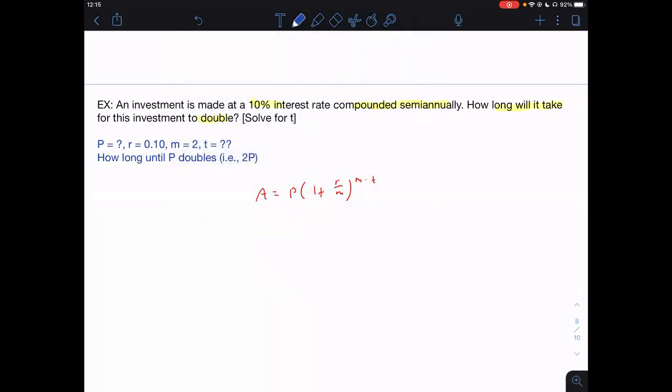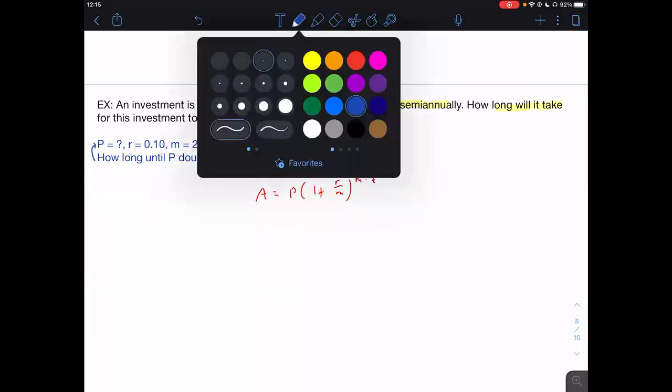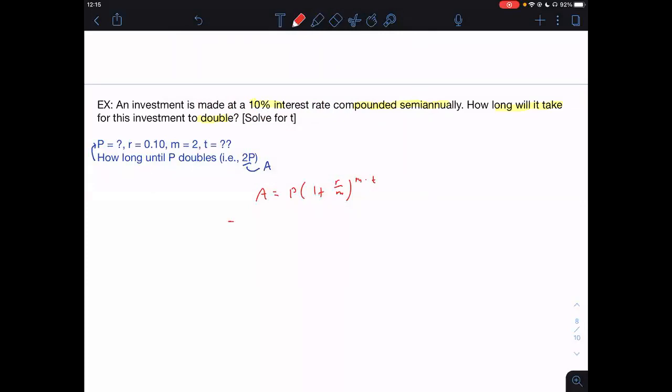This part here, that 2 times P, again, we don't know how much exactly we initially invested or borrowed, but we want it to double its original amount, meaning we want our future value of A to equal twice the initial investment. So 2P, that's going to be our value of A. So on the left-hand side, we're going to have 2P equal P times 1 plus R, where R was 0.10, divided by M, which was 2, raised to the 2 times T.